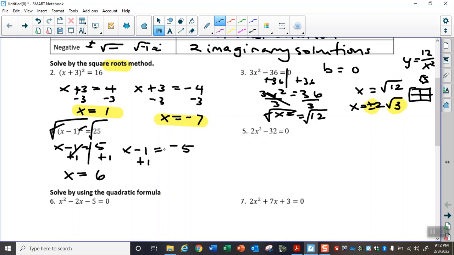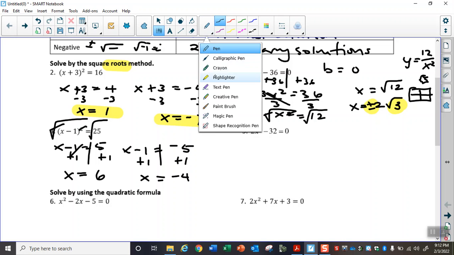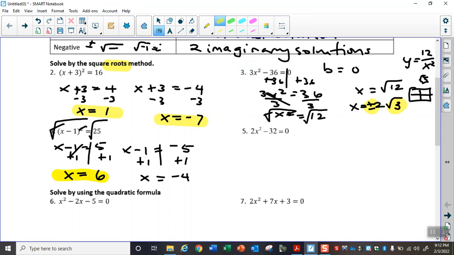And then I'm going to add 1 here, add 1 here. So I get x equals negative 4 plus 1 is, or excuse me, negative 5 plus 1. And those are my 2 solutions. X equals 6, x equals negative 4.